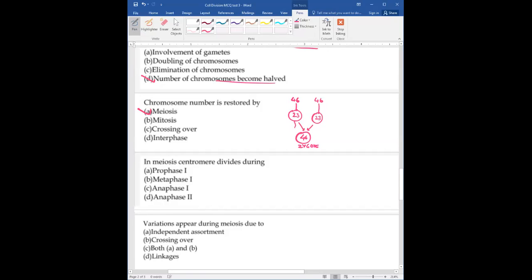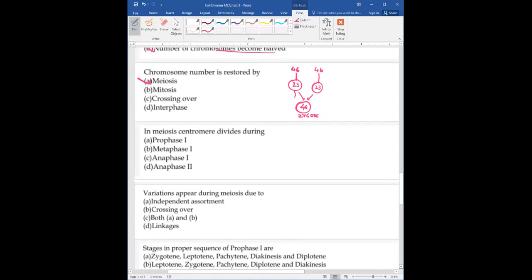So it is because of crossing over and not mitosis. I don't know, some people are saying mitosis. I don't understand why. Okay, next thing.